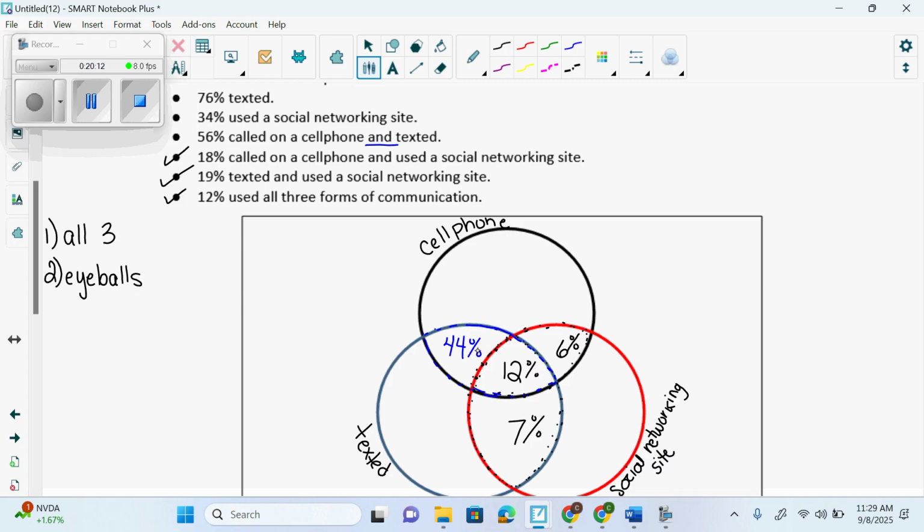Do you see why we need to start in the middle? If they said 56 were cell phone and texted only, would I subtract? No.